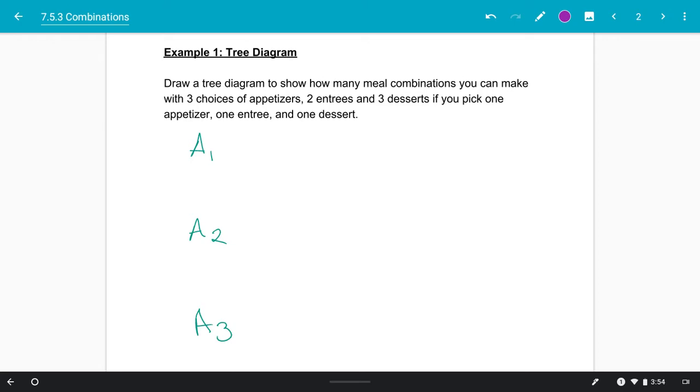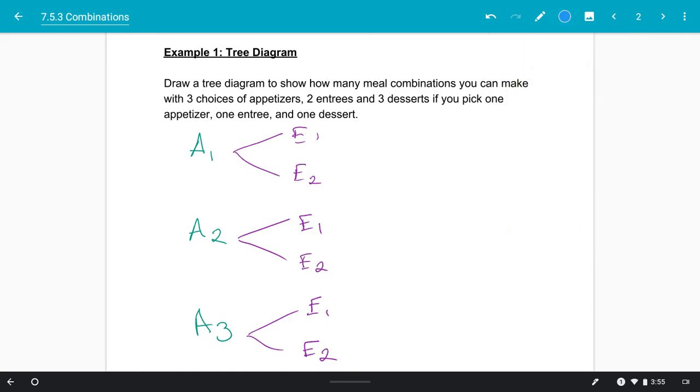Now, let's say I picked appetizer 1, then I have my choices of entree 1 or entree 2, right? We have 2 entrees to pick from. If I had picked appetizer 2, I could have then also, again, picked from either entree 1 or entree 2. And if I had picked appetizer 3, I would have had the choices of entree 1 or entree 2.